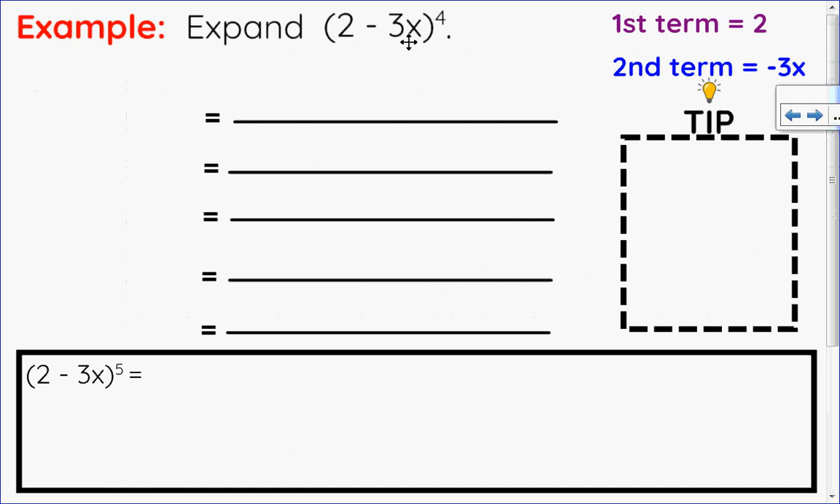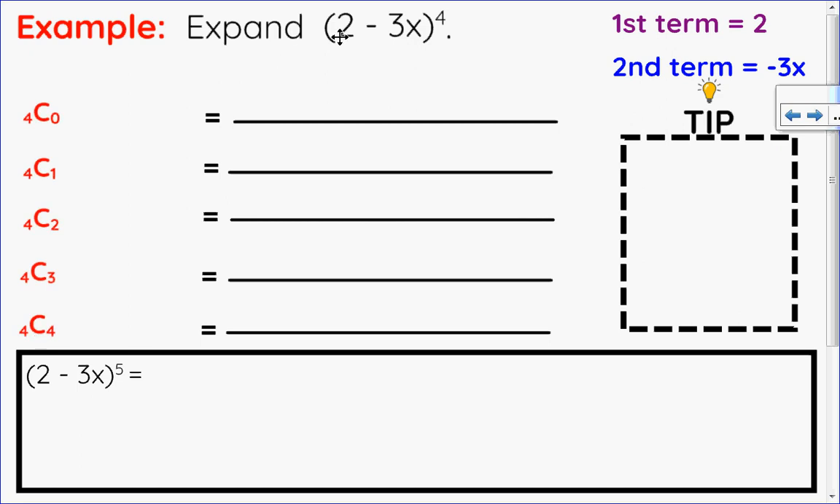So 2 minus 3x. My first term is going to be 2. That's my x value. My second term is negative 3x. Notice it's a negative because I subtract. Pay attention to the signs. Now I'm raising it to the exponent of 4, so all my combinations are going to be 4C's.